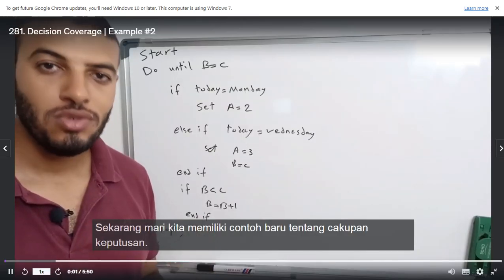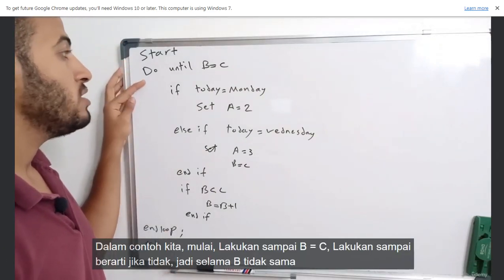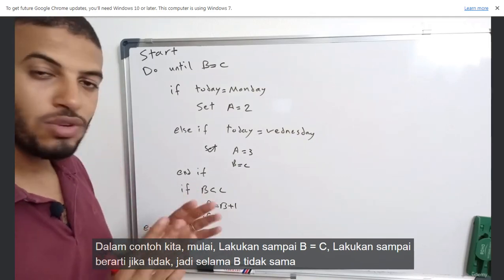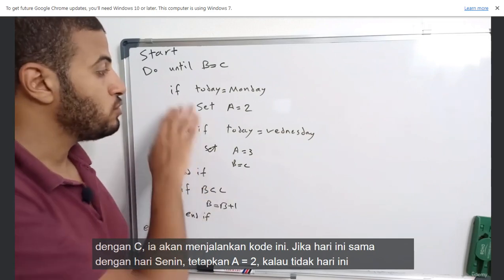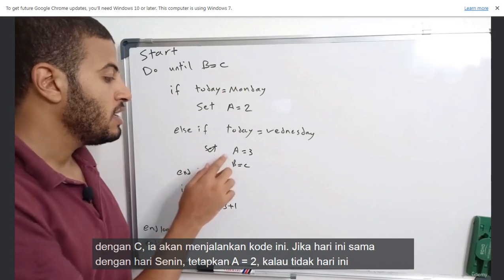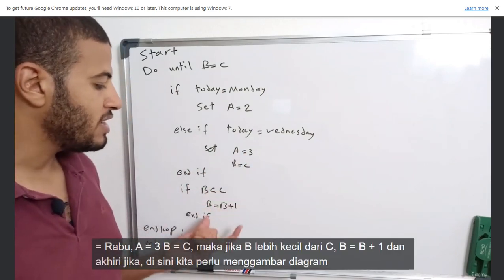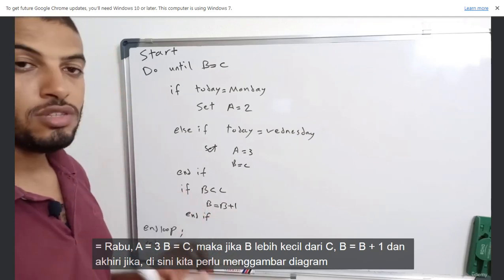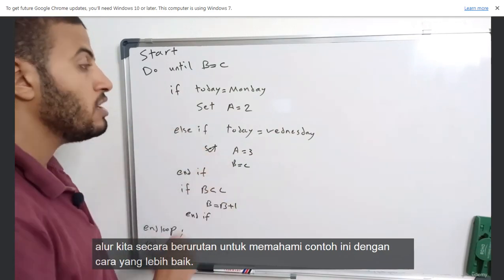Let's now have a new example on decision coverage. In our example, start, do until B equals C. Do until means if not. So as long as B is not equal to C, it will execute this code. If today equals Monday, set A equals 2. Else if today equals Wednesday, A is equal to 3, B equals to C. Then if B is smaller than C, B equals B plus 1 and end if. Here we will need to draw our flowchart in order to understand this example in a better way.